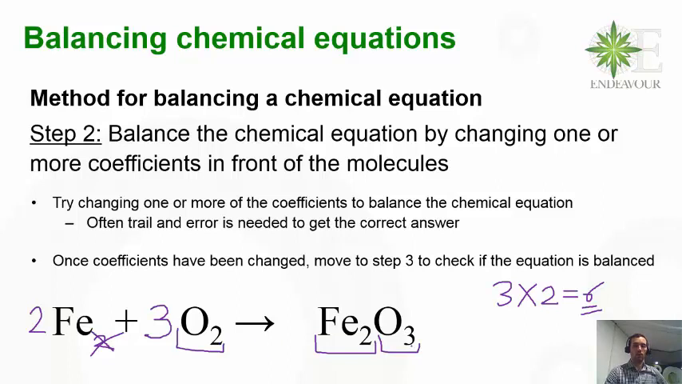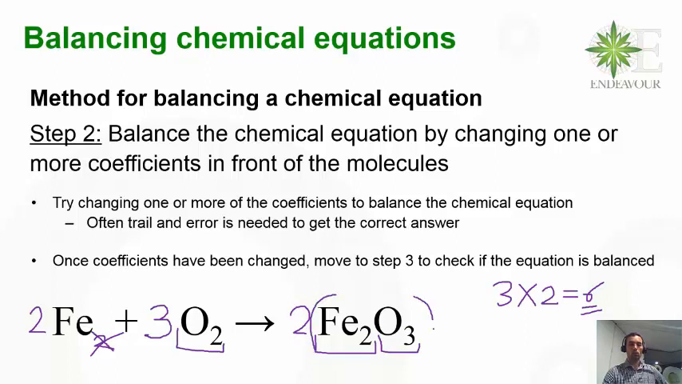What about for our O3 here? How many lots of our O3 will we need to get to 6? So if we have 2 lots of our O3, then that will equal 6. But look what we've done here. We can't just put the 2 in front of the oxygen. We have to put the 2 in front of this whole molecule.